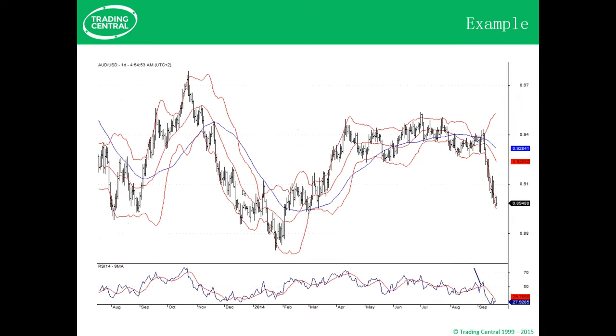Let's see the real example here, and you can take a few seconds to study the chart and find out any head and shoulders pattern here.